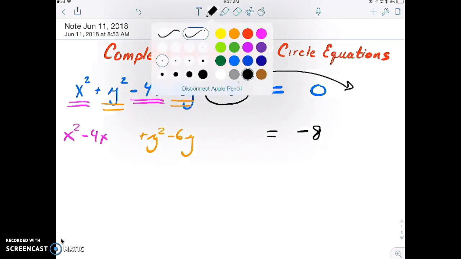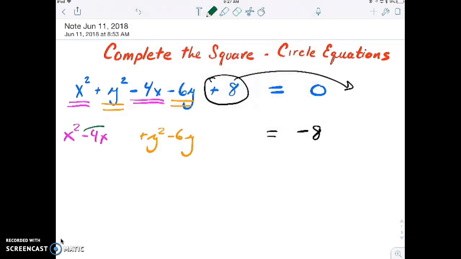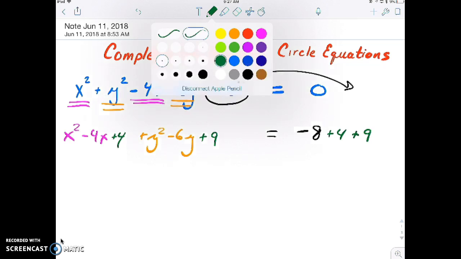Then you say, what's half of this? 2. Square it. That's 4. Whatever I add to one side, I have to add to the other side. What's half of this? 3. Square that. Add 9. It's always positive because when you square a number, it's always positive. Again, whatever I do to one side of the equation, I have to do to the other.